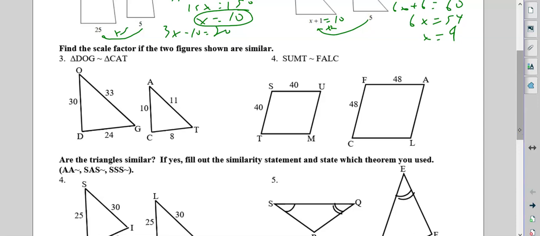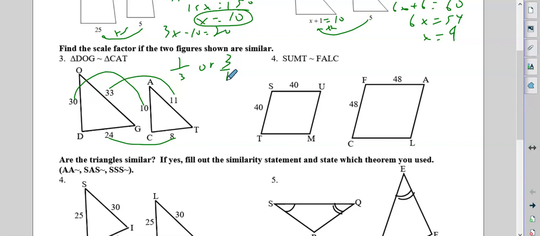All right. Dog and cat. Okay. So this corresponds to that side, that to that side, and that to that side. The smaller one is 1/3 of the big one. Or the big one is 3 times the small one. So it's a 1-to-3 or a 3-to-1 ratio, depending on which direction you're going.